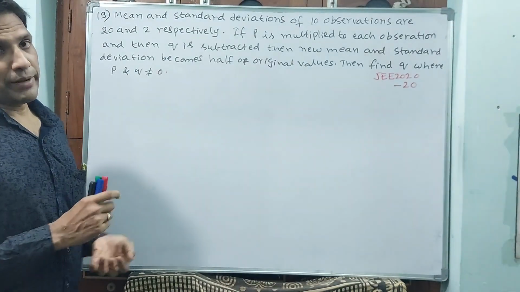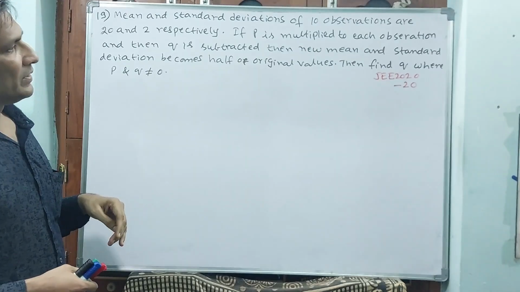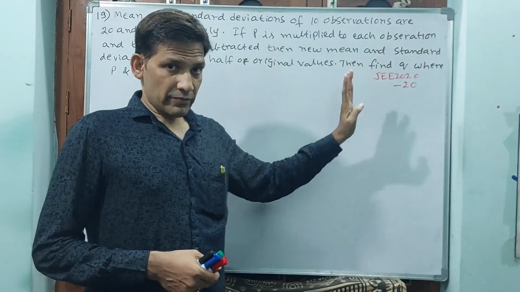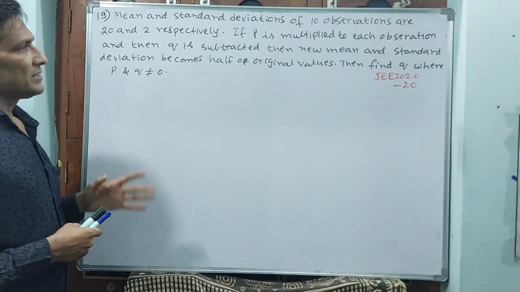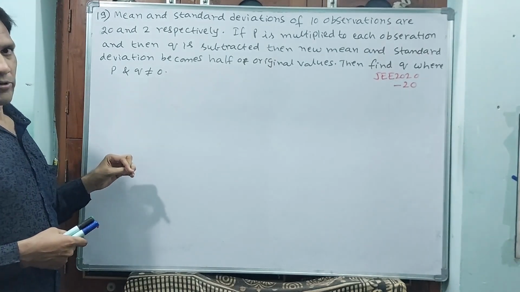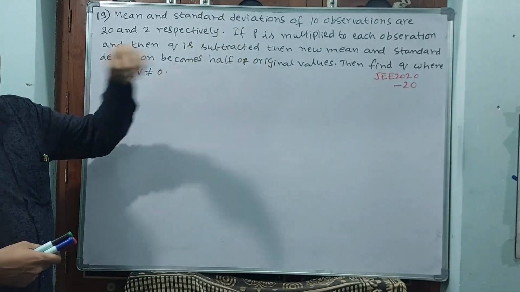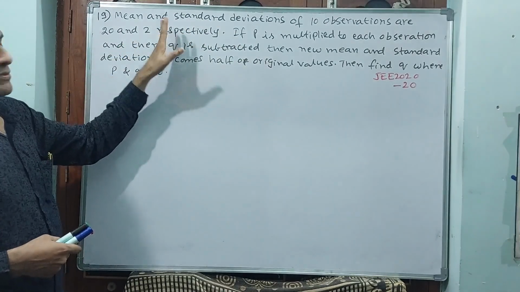Okay, see question number 19 under 2020 questions continuously. The answer is minus 20. Okay, let us see how it is going to come. It will be a typical and good question. I have taken it wantedly. Mean and standard deviation of 10 observations are 20 and 2 respectively.